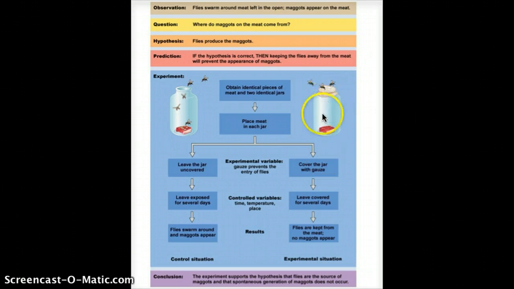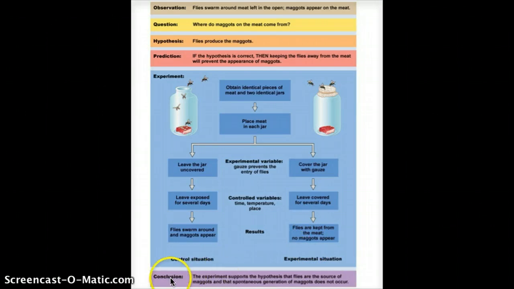So that's hopefully his only variable. The only difference between this jar and this jar is that this one has gauze over the top. And so he left it covered for several days, just like the control group. And he got results that said that no maggots appeared. Remember, for the control group over here, the flies swarmed and the maggots appeared. Over here in the variable group, the flies were not able to get to the meat and no maggots appeared. So his hypothesis was supported.